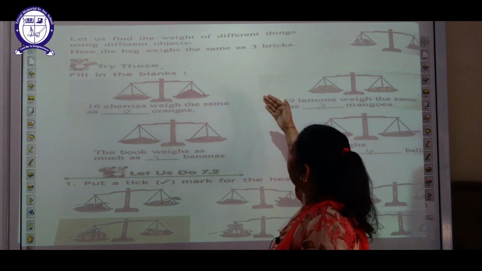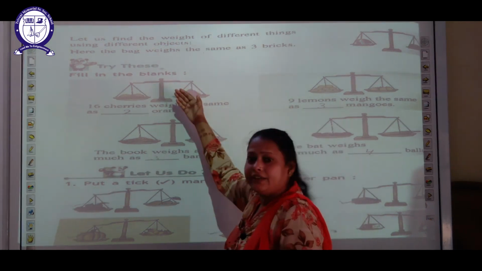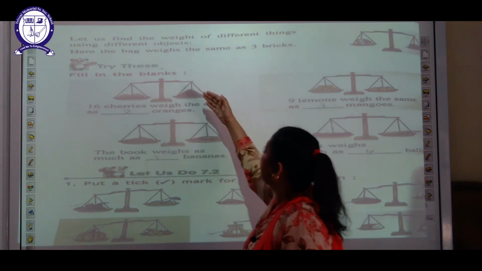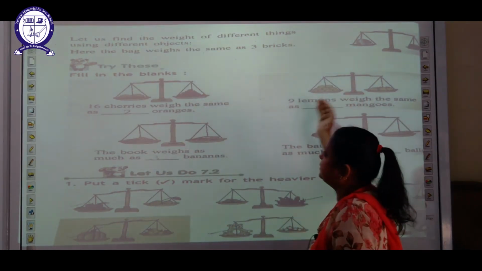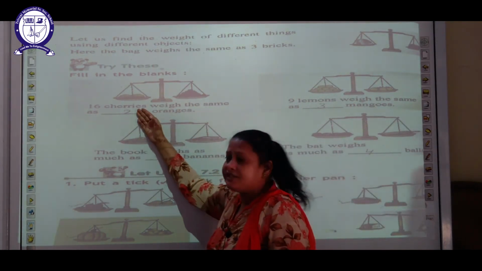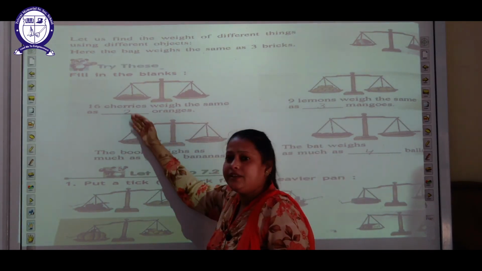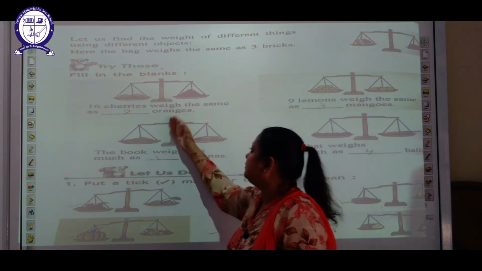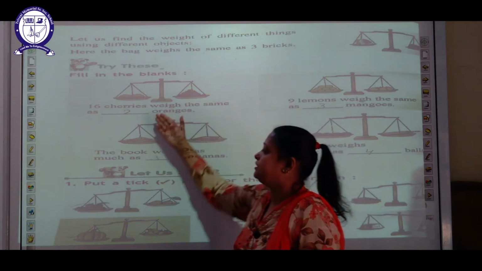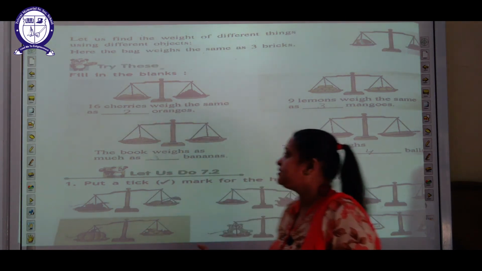Let us find the weight of different things using different objects. Here the bag weighs the same as 3 bigs. Fill in the blank, student. 16 cherries weigh the same as how many oranges? 2 oranges. It means 16 cherries is equal to 2 oranges.